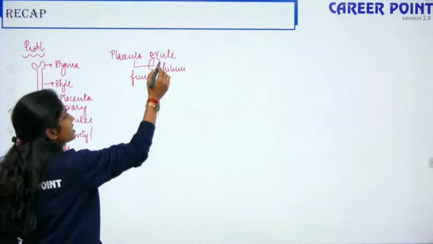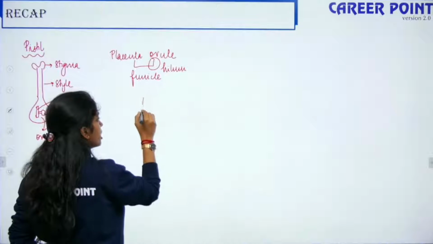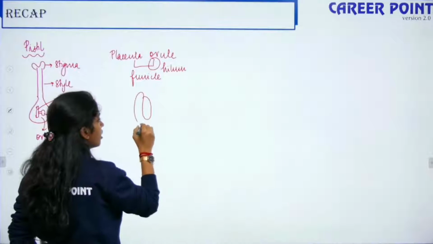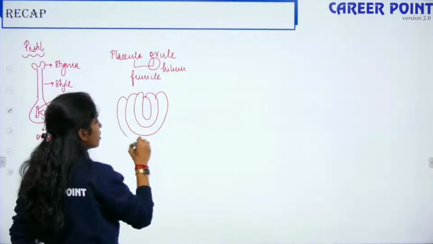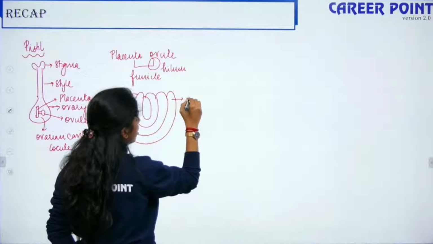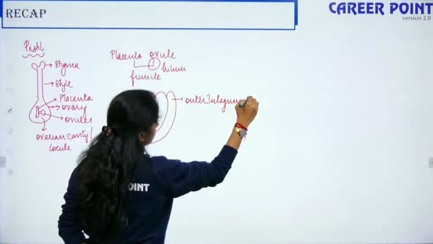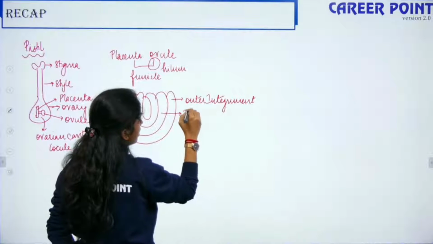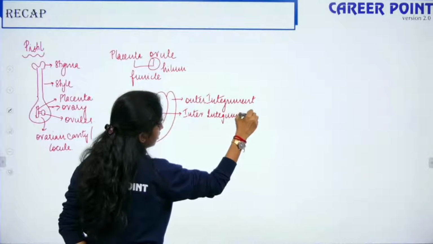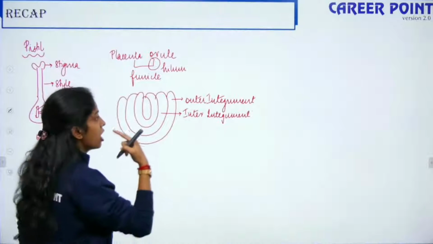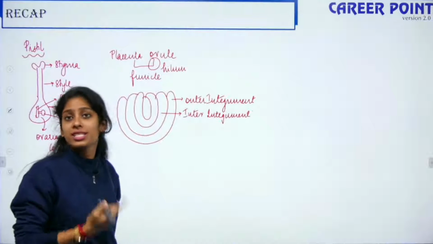Fine. So this is the hilum and this is the funicle. Now your ovule is surrounded by one or two protective layers like this. This protective layer is known as integuments. This is your outer integument, and this is your inner integument. If there is one outer layer, it is unitegmic. If there are two integuments, it is bitegmic.